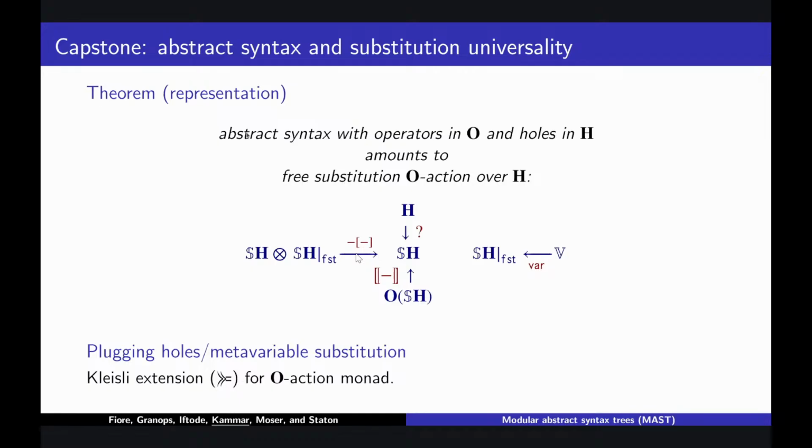Okay, so the theorem says abstract syntax with operators from a strong signature functor O, and holes in some presheaf of holes H, amounts to what? The free substitution O-action over H. So we're going to define that a bit later, more formally, but really what you have is the syntax, SH, and then there are 4 different things you have in it. You have the way that the variables embed into the first order fragment. You have the substitution operator. So I have a term from the syntax together with the closure of values of first class terms, and I want to substitute them to get the term.